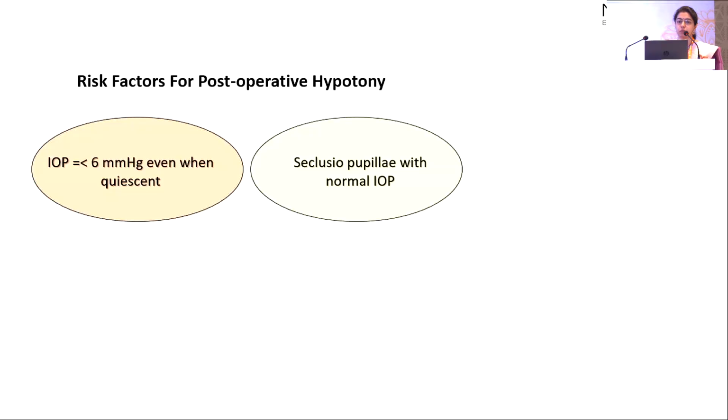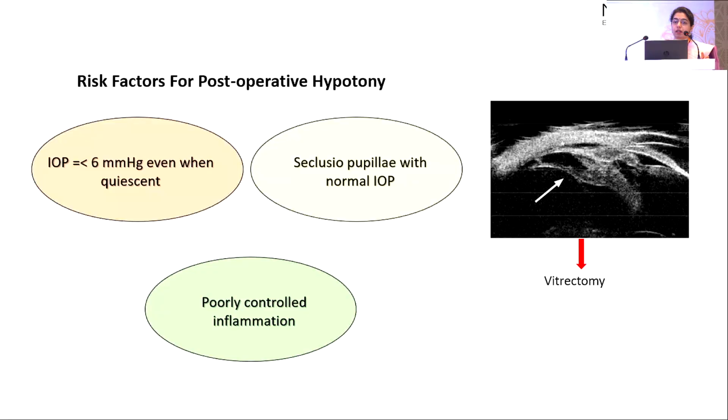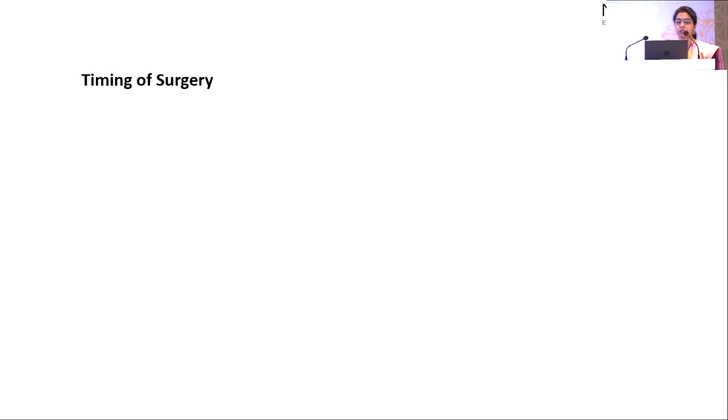Now, hypotony is more difficult to manage than increased IOP. So watch for intraocular pressure less than 6 millimeters, even when the eye is quiet. When there is occlusio pupillae with normal IOP, always suspect that these patients might get hypotony post-cataract surgery. In children, people with white cataracts, always get UBM done and look for ciliary body fibrosis and bands. And when they are present, please plan vitrectomy and not just plain cataract surgery. Hypotony can also occur in patients with poorly controlled inflammation prior to cataract surgery.